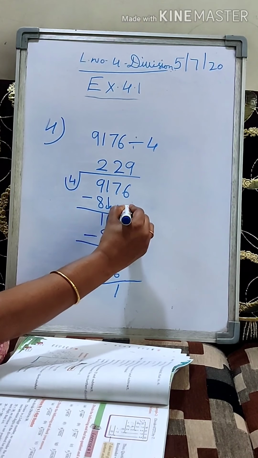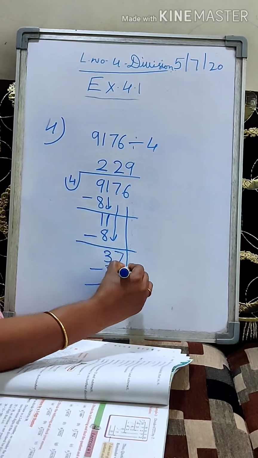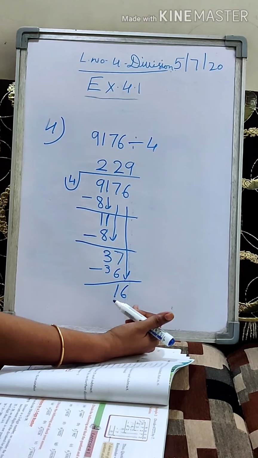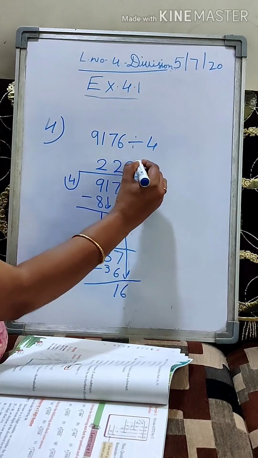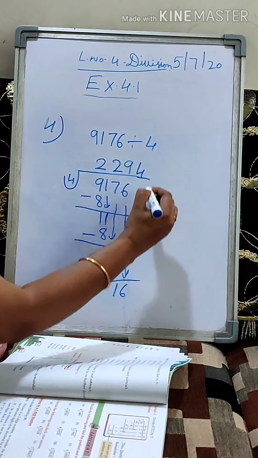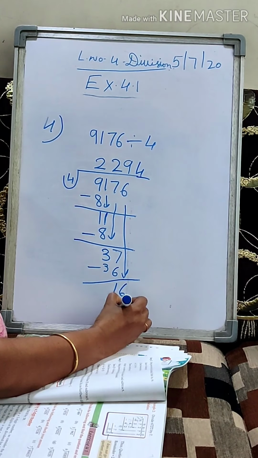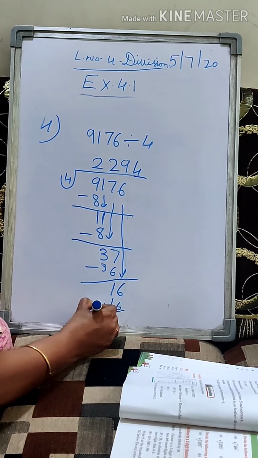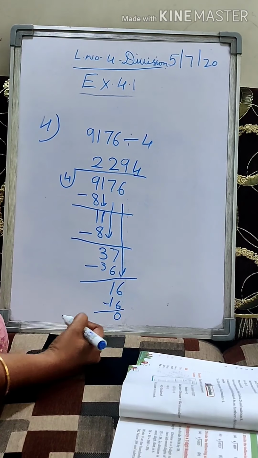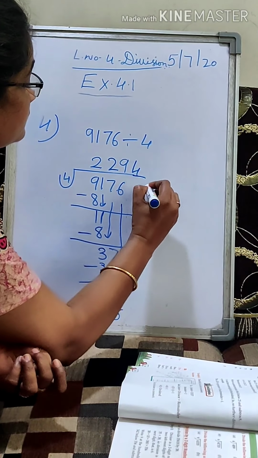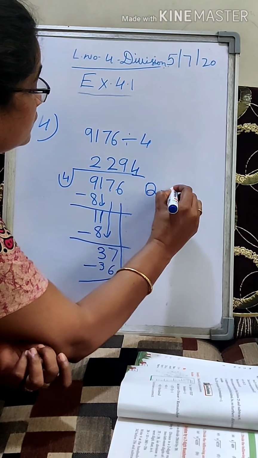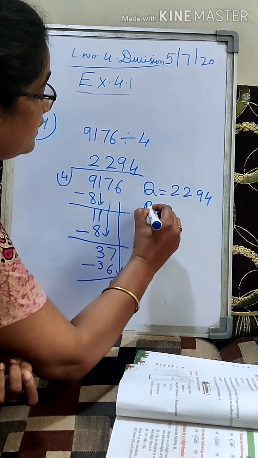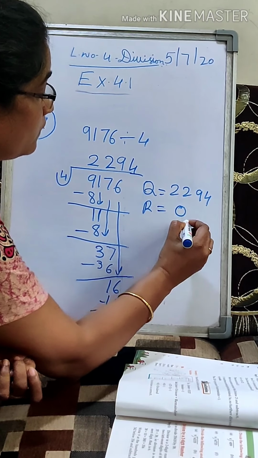So again you bring the next digit, that is 6. Now it became 16. And how many 4s are there in 16? 4 4s are 16. Write 16 below 16 and subtract it. We will get 0. Now our quotient is 2294 and remainder is 0.